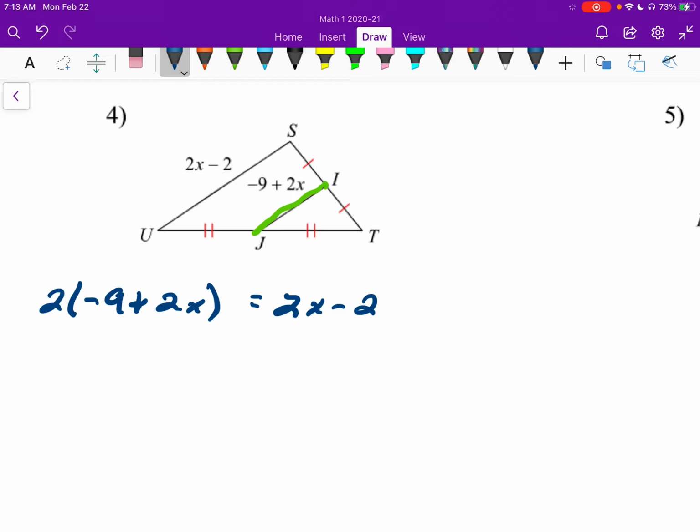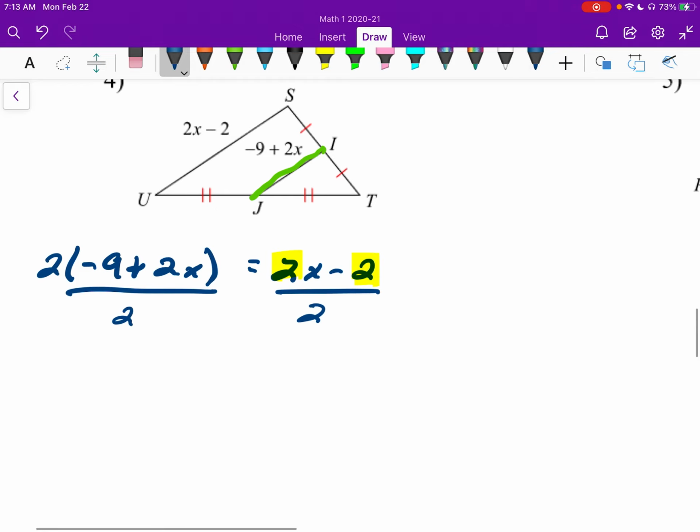Another way that I'm seeing here is that we have this 2 and this 2 here. If I were to divide everything by 2, I could cancel those 2's out. I'm going to do that just so that it keeps smaller numbers. So I'll have negative 9 plus 2x on the left. And then because every term in that fraction on the right has a 2 in it, I can cancel all of the 2's out. Right? So this becomes an x minus 1. Right? 2 over 2 is 1.